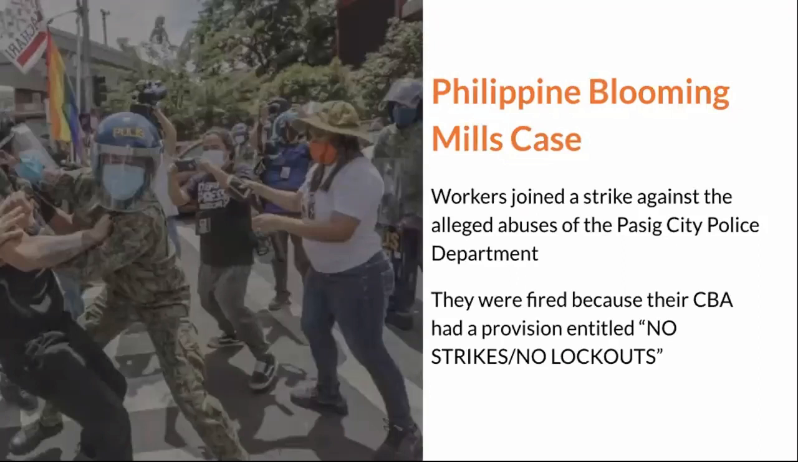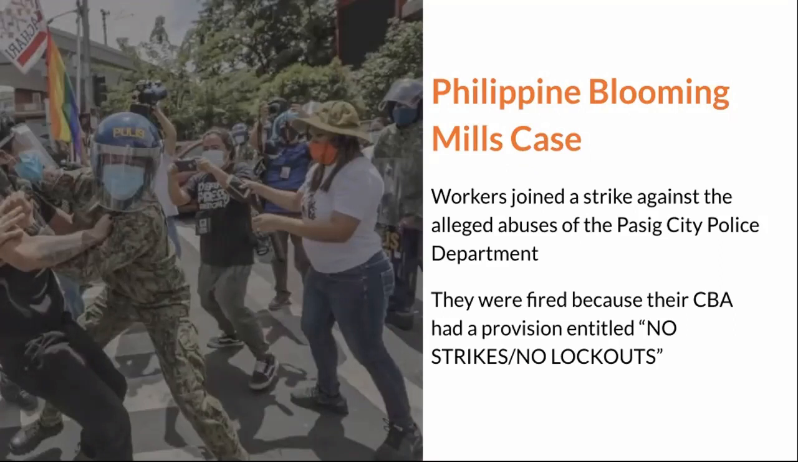So now I want to talk about the Philippine Blooming Mills case, which I think is a very interesting case that we can use to talk about no hierarchy of rights. In this case, the title is Philippine Blooming Mills Employees Organization versus Philippine Blooming Mills. The Philippine Blooming Mills Employees Organization, you can think of it as a union, right? May union. And so workers joined a strike against alleged abuses of the Pasig City Police Department. That was in the 1970s.